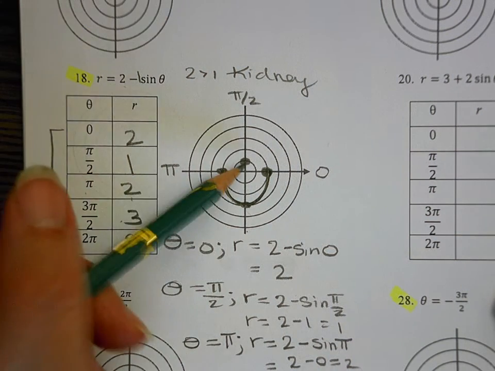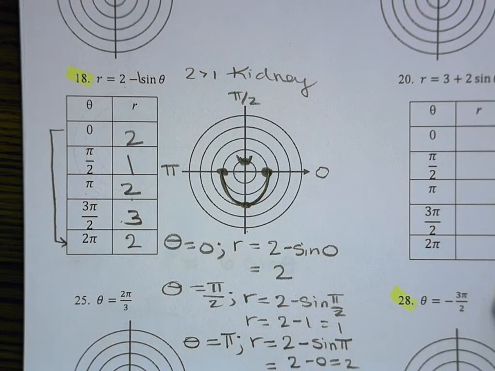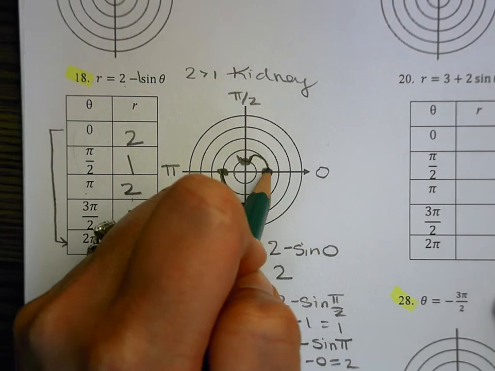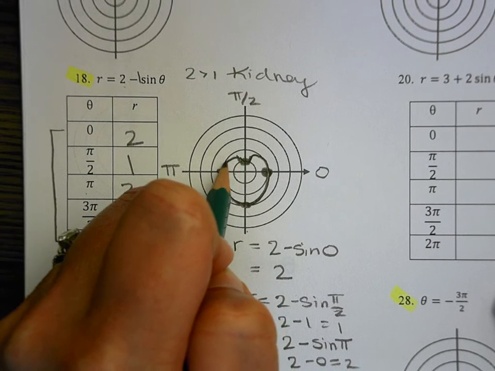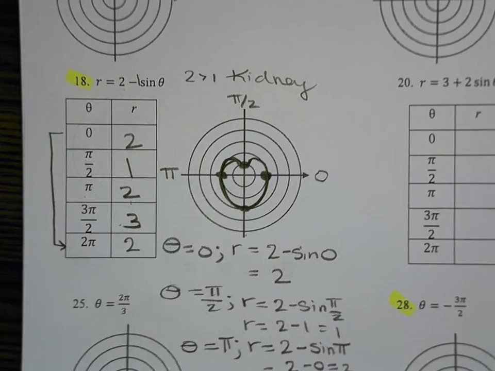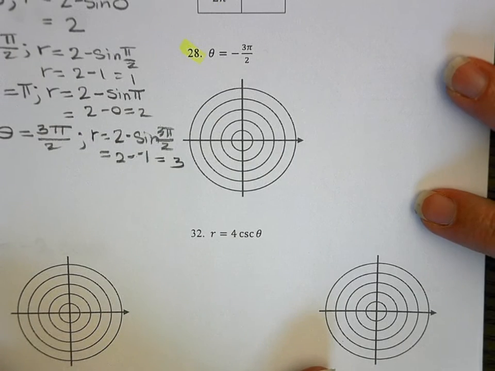And then from there, this dot right here, I'm always going to do just kind of that little swoop there so that I can get my shape right. And then I'm just going to turn and connect those other dots there. Okay. All right, so there's number 18. So let's go ahead and take a look at question number 28.